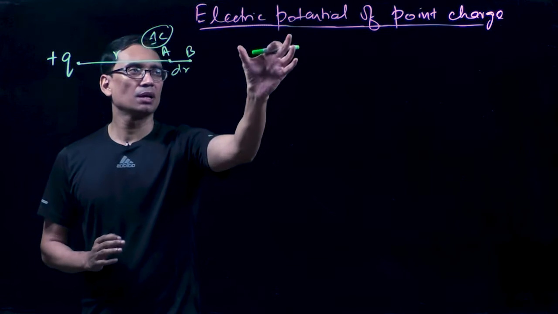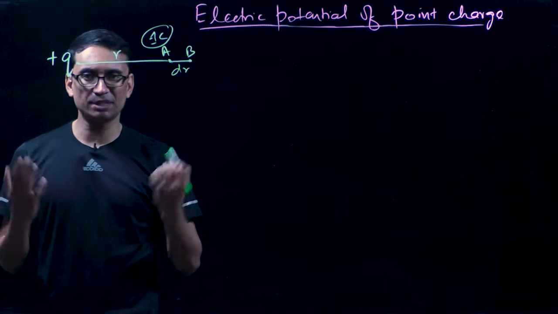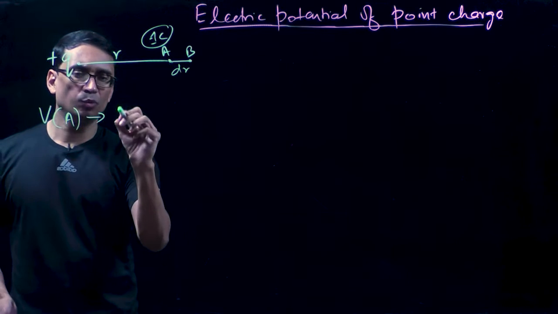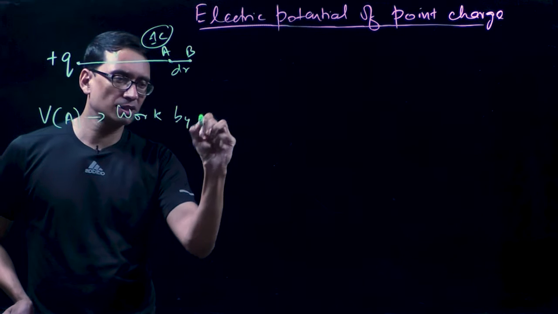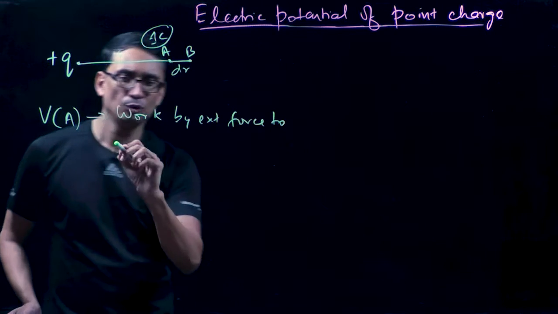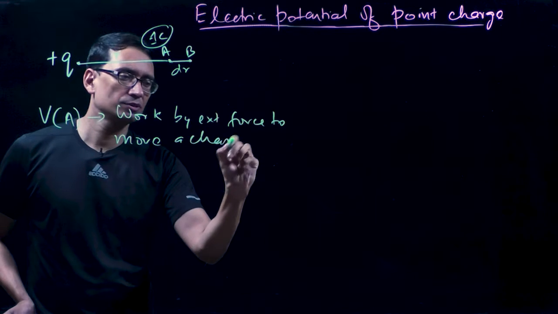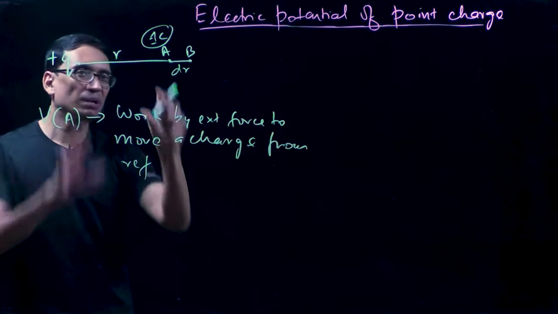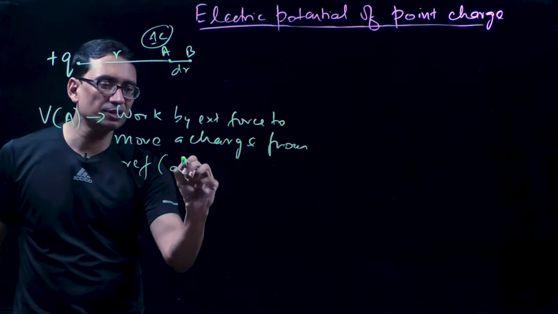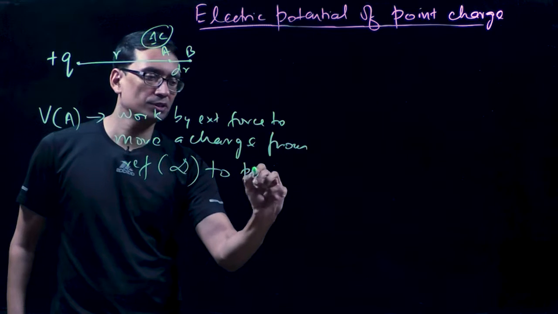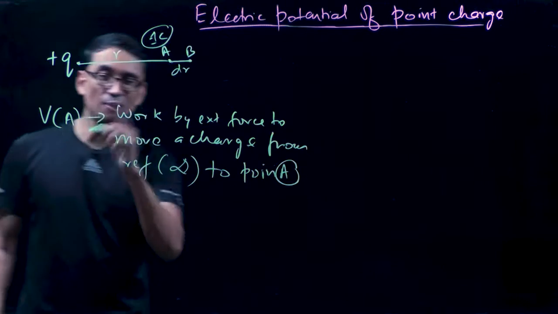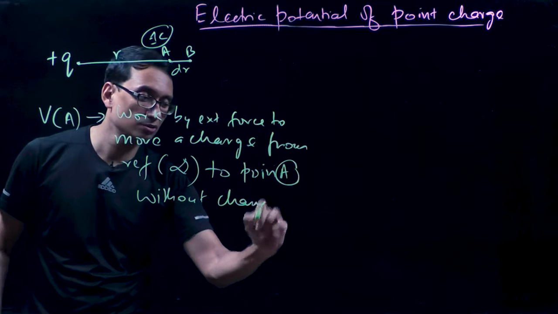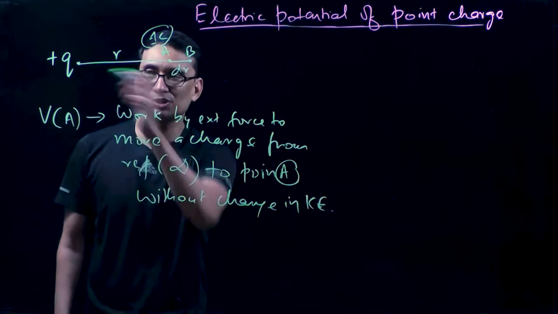Okay, so now electric potential of a point charge. Just to recap the definition of electric potential: the electric potential at any point A is the work done by an external force to move a charge from a reference point, but here we are going to take infinity, from infinity to point A, without change in kinetic energy. This is the definition of electric potential.